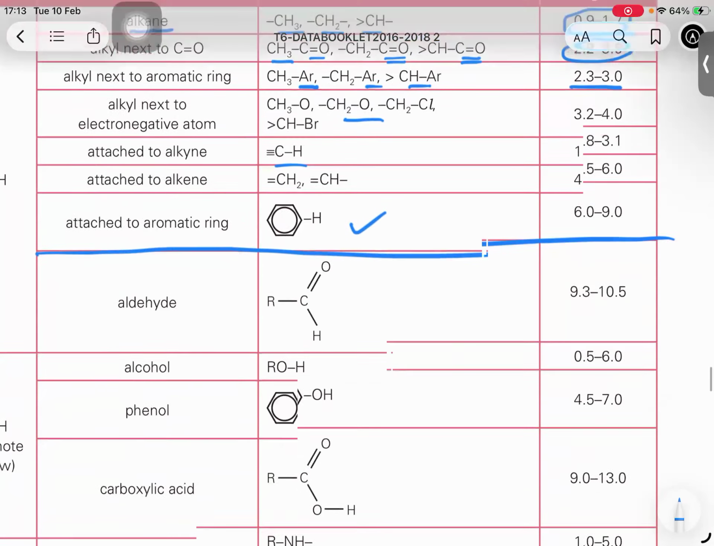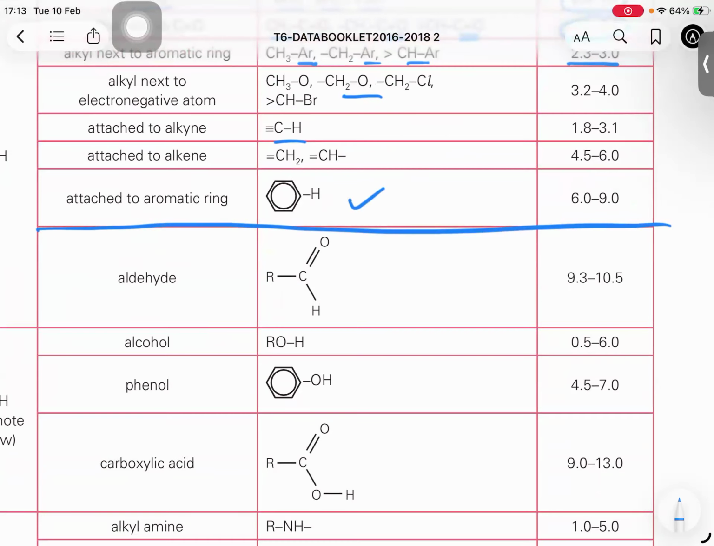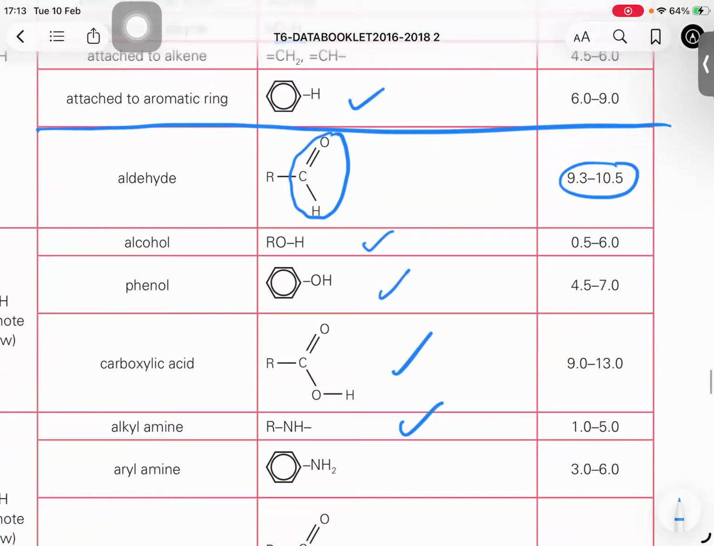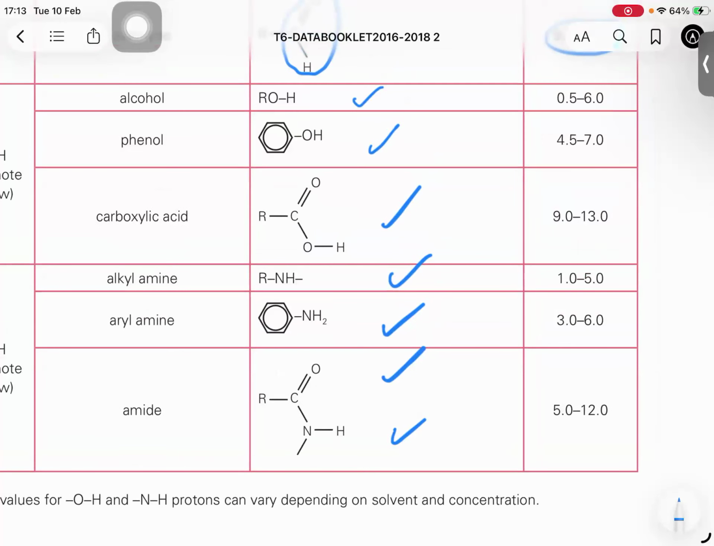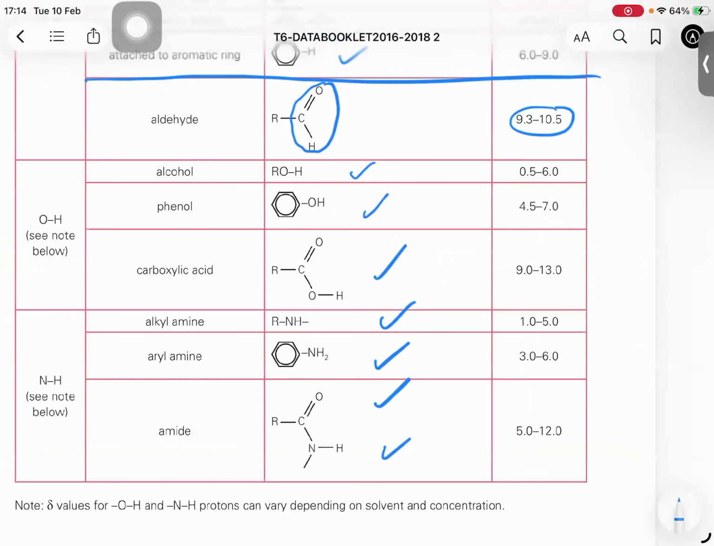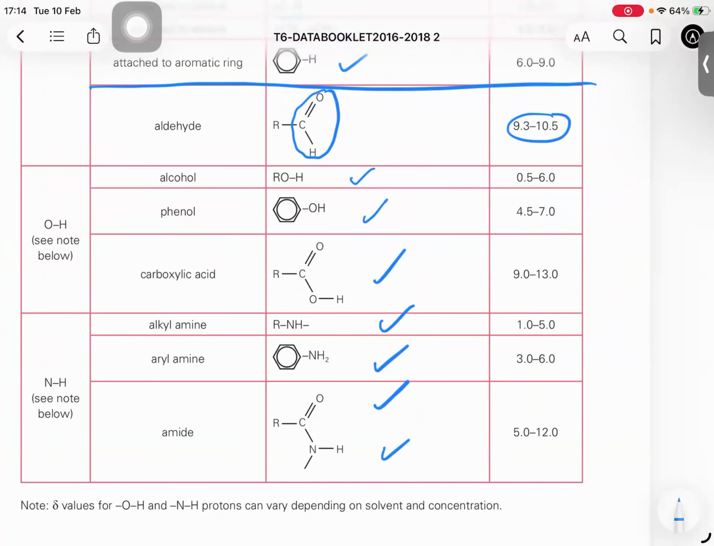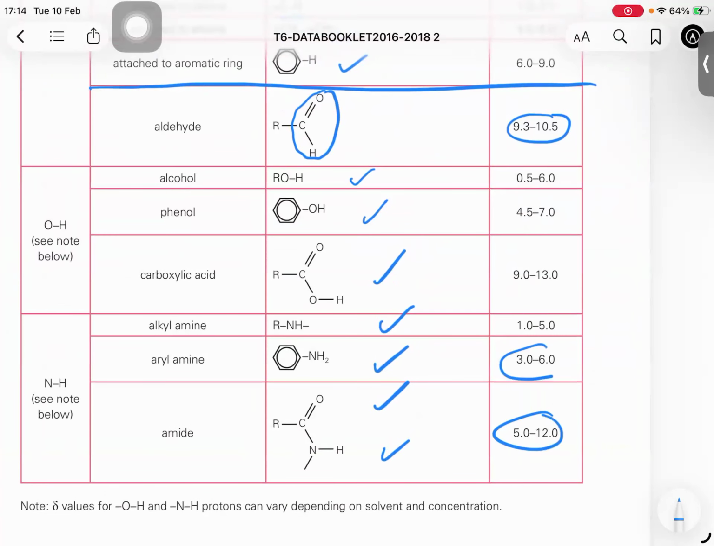But below this are mostly hydrogens which are part of the functional group. For example, aldehyde wala hydrogen जो functional group में होता है, वो कहाँ पीक देगा? 9.3 से 10.5. Similarly, alcohol का, phenol का, carboxyl, amines, amides, these are the peaks. Okay, so this is how you got it.